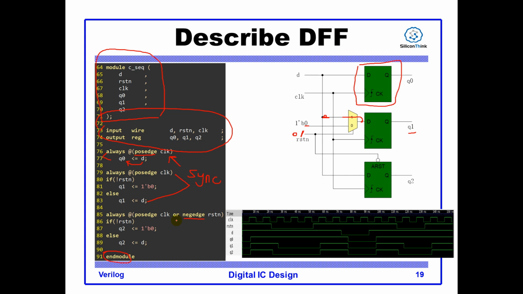Okay, let's see this one. In this sensitivity list, it has two trigger events. One event is the positive edge of clock, and the other is the negative edge of reset. So either of the two events will trigger the execution of these statements. If the trigger is the negative edge of reset, this condition must be true, so Q output is assigned 0.